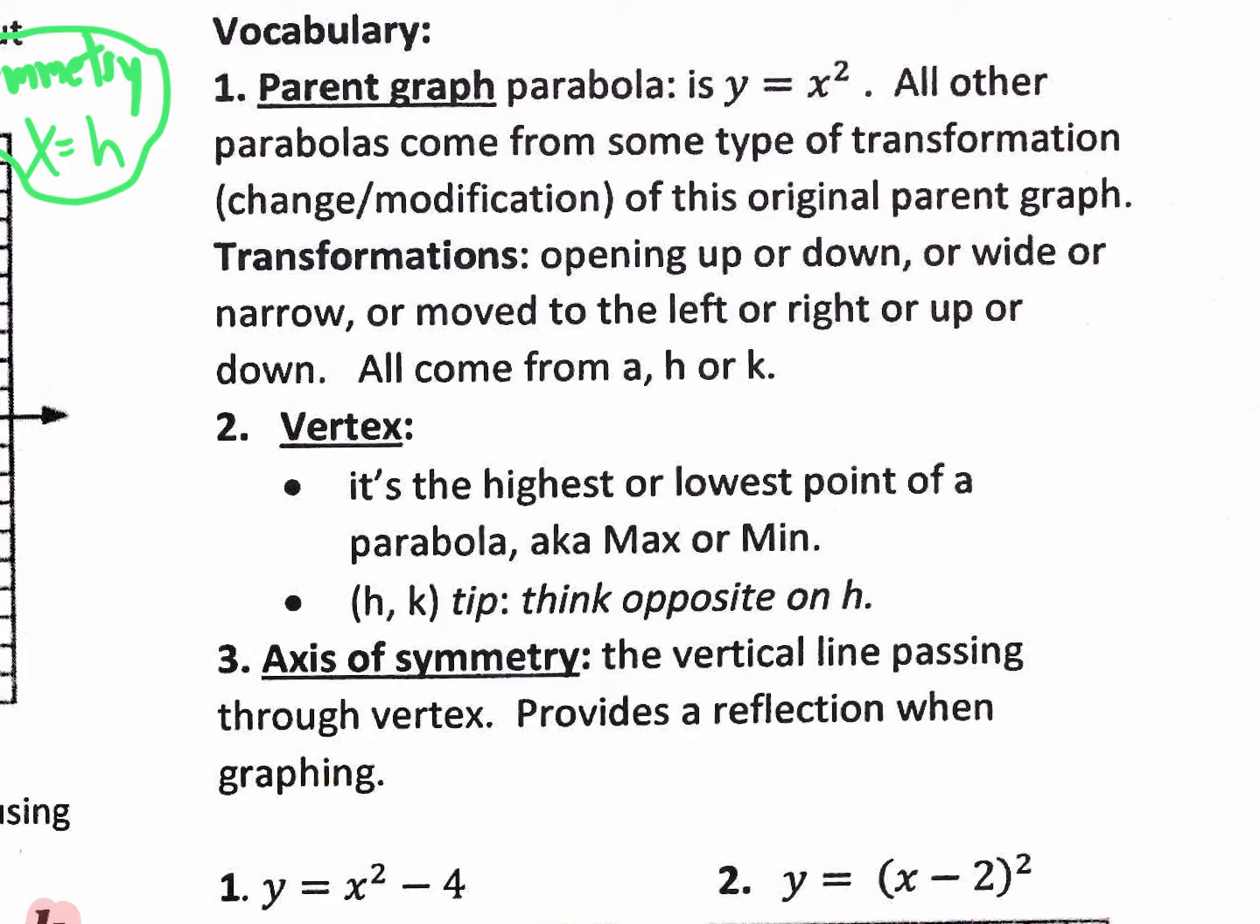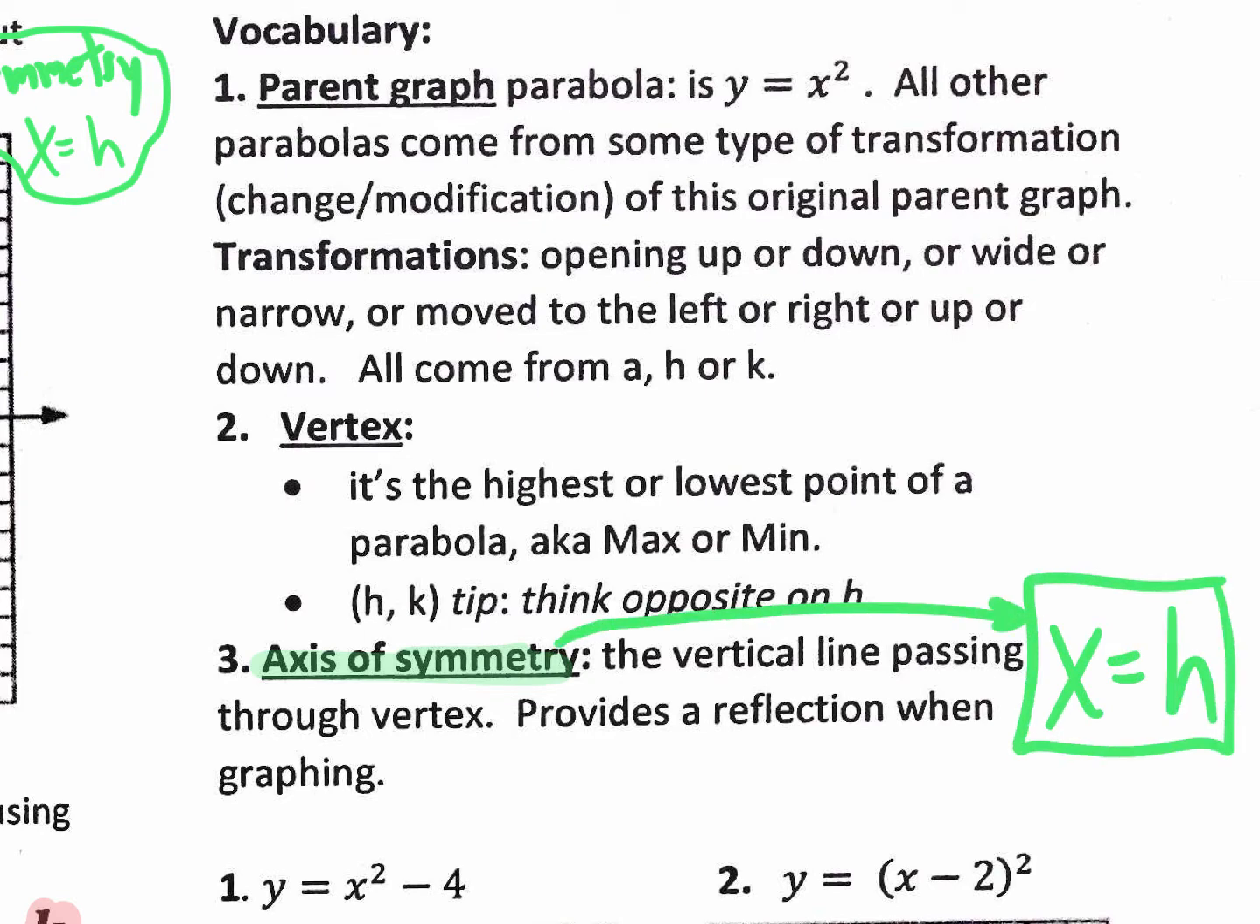Now, another very important detail that's missing from this axis of symmetry definition is the actual equation for the axis of symmetry. So let's write this down. In addition to that definition, let's write down x equals h. This right here is the equation for the axis of symmetry.